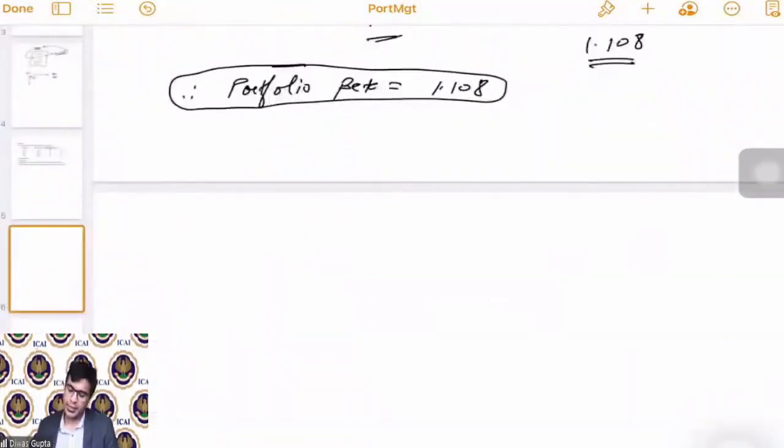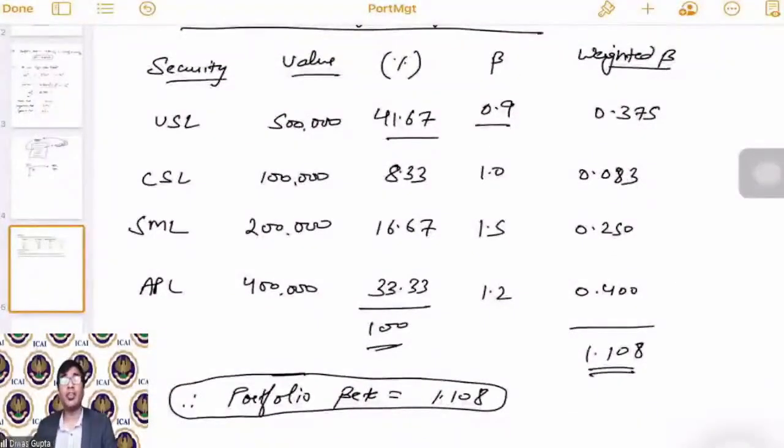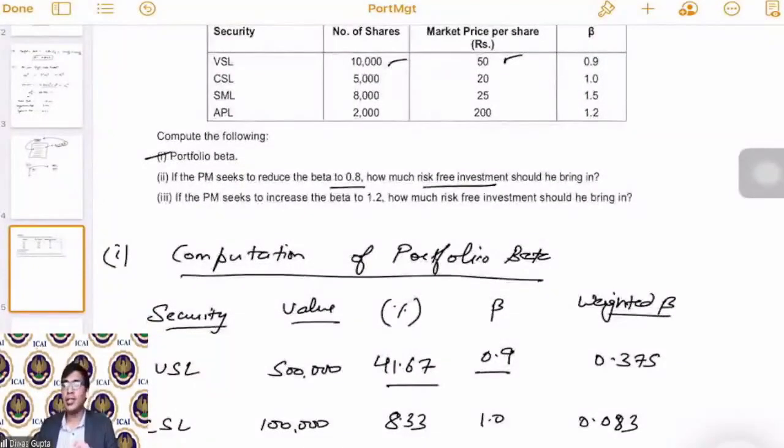Okay. The second part of the question says that if the portfolio manager seeks to reduce the beta to 0.8, see currently the beta is coming out to be 1.108, which is higher than 1. They are saying that we have to reduce it to 0.8. How much risk-free investment should he bring in? Now, students, please note the risk-free investments always carry a beta of what? Let me ask you, if there is a risk-free investment, the beta will be what?